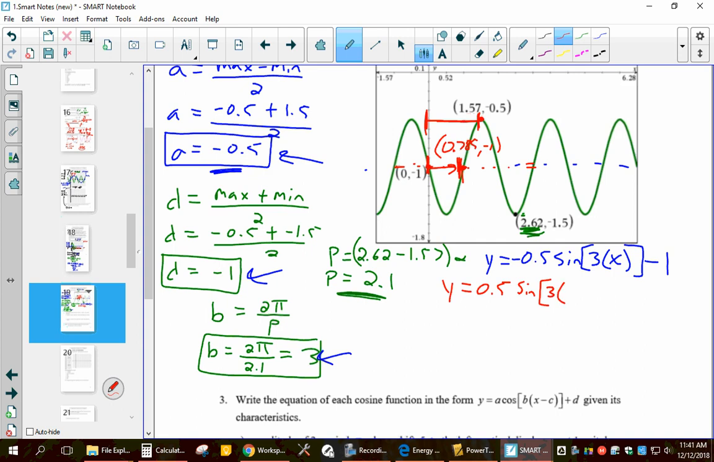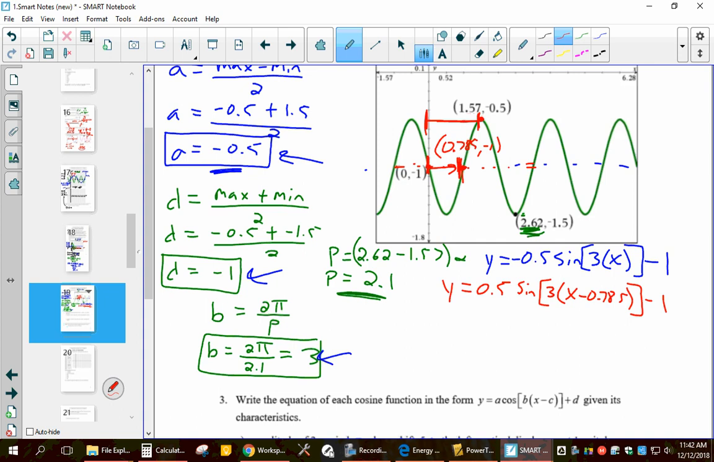And now here's what changes, right? It's going to be x, and then x what? Yeah, x minus 0.785. And then the end is still going to be -1 because that's still our midline.